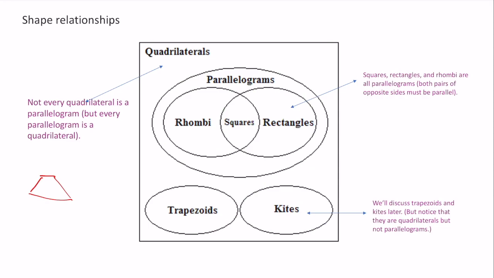Okay, and then within parallelograms, we have the three: the rhombuses or rhombi, squares, and rectangles. And again, they're all parallelograms. So their opposite pairs of sides are all parallel. Their opposite side pairs are congruent, and their opposite angles are congruent, right? All of the things you learned the other day about parallelograms apply to squares, rectangles, and rhombuses, okay? Later, we'll discuss trapezoids and kites, and you can see where they fit in, right? They're quadrilaterals, but they're not parallelograms. So if you need this to help shape where things belong, you can take a screenshot of that and use it later.